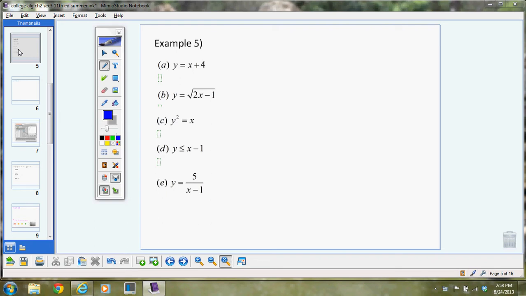Okay, example 5 asks you to identify the domain and range and tell if it's a function. Now this will be much easier after we cover section 6, because what you're going to learn is how to picture these graphs, and if you can picture the graph, it's easier to tell if it's a function.